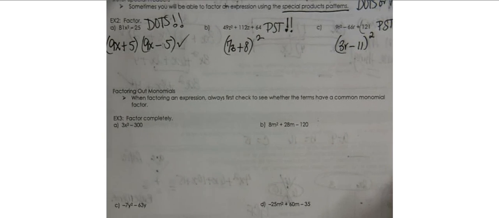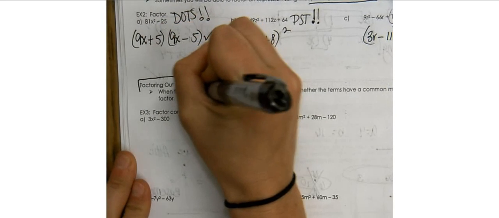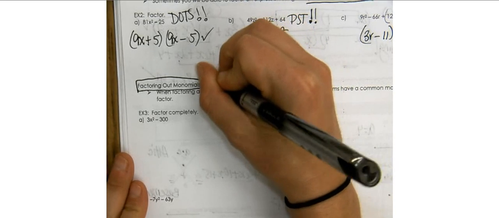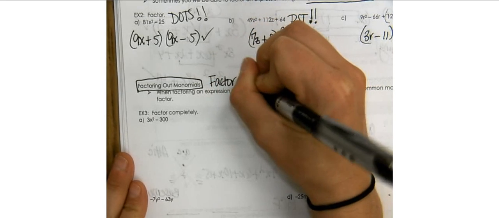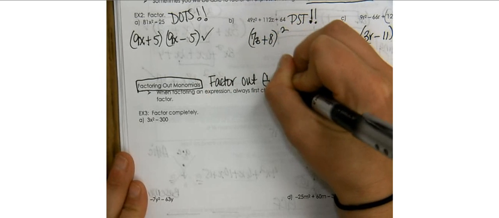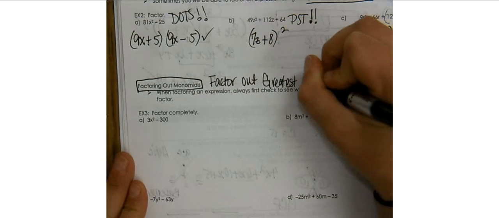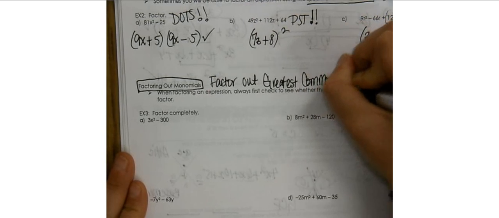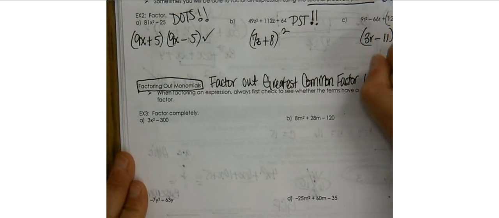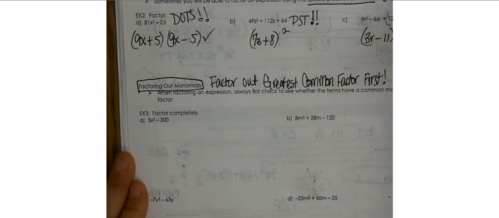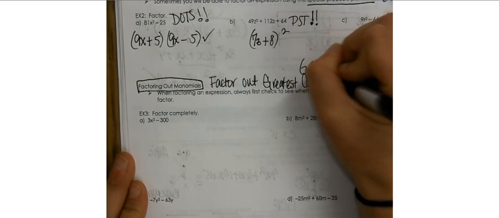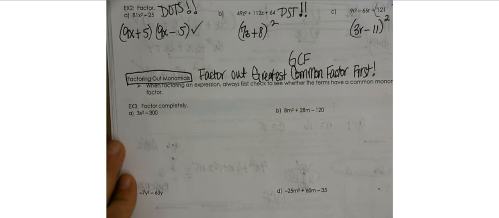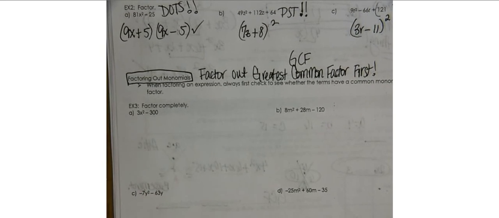All right, so our next part is factoring out monomials. So factoring out monomials is very fancy for factoring out the greatest common factor. So factor out the greatest common factor first. We also call that the GCF. So the greatest common factor first, and that's just like the problem that we did in our warm-up today, where we had to factor 3 out from the very beginning.